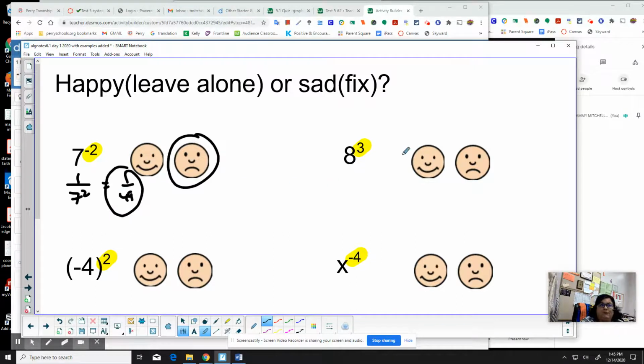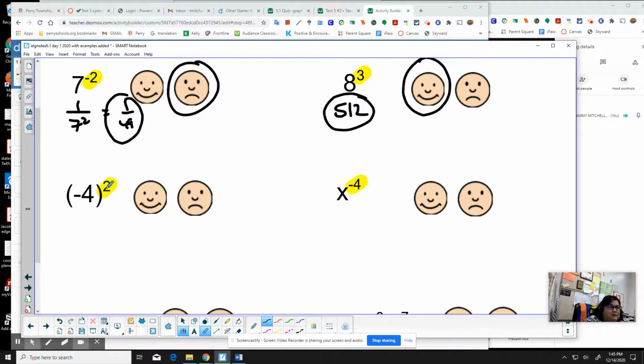Hey, this one's perfectly happy where it's at. It has that positive exponent. So 8 to the 3rd power was 512, I think. I think I remember that from before. Okay, this has got a happy exponent. It doesn't matter that the base is negative. It has a happy exponent. So I just evaluate negative 4 times negative 4. That's a big negative sign. And it's 16.